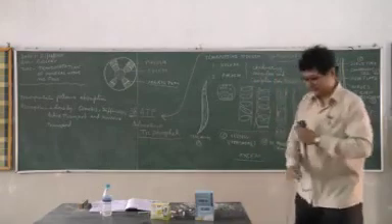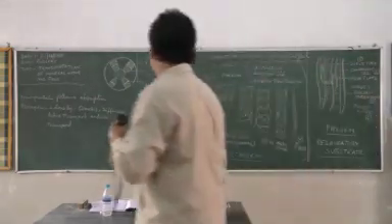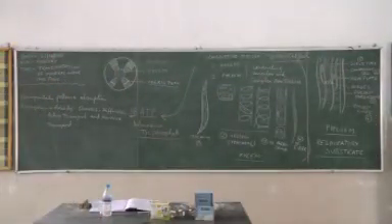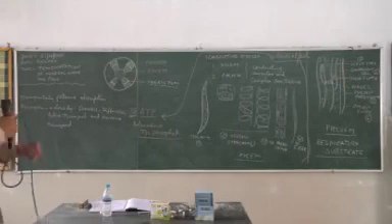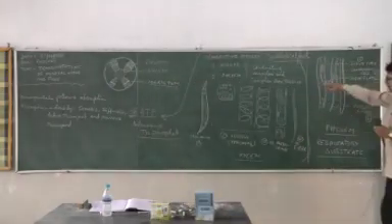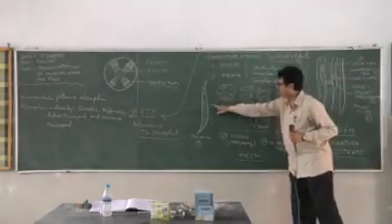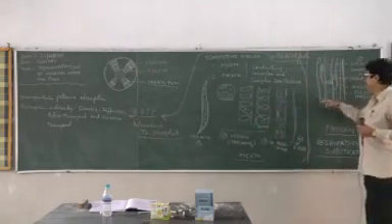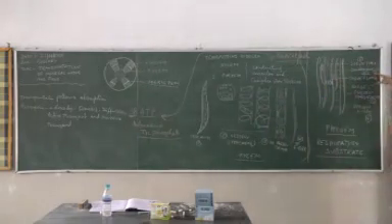So, today we are ending with the structure of xylem and phloem. As I told you, xylem is made up of tracheids, vessels, xylem parenchyma, xylem fiber. Phloem is made up of sieve tube, companion cell, phloem parenchyma and phloem fiber.